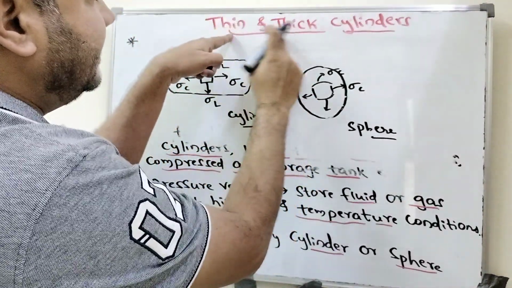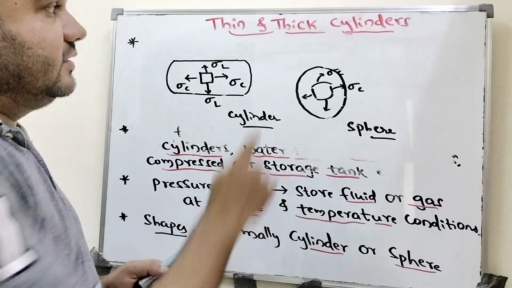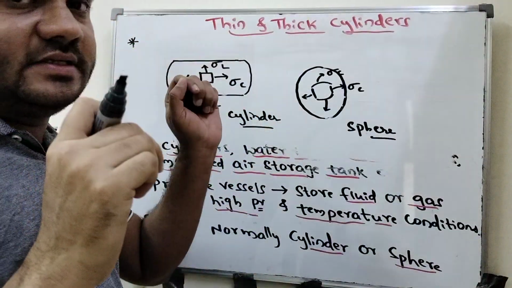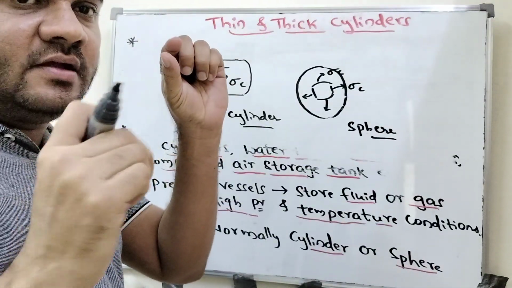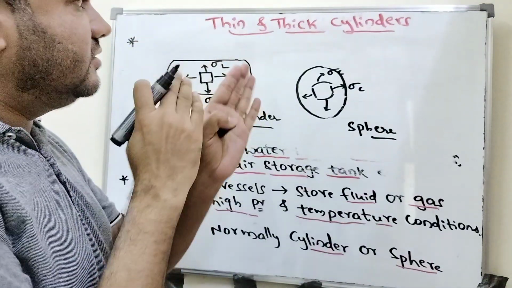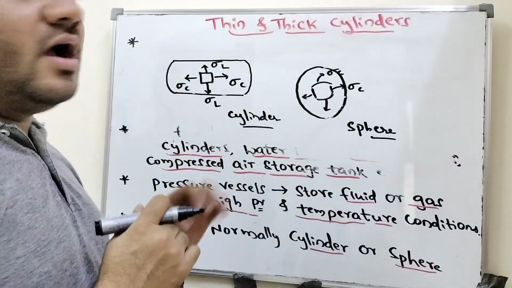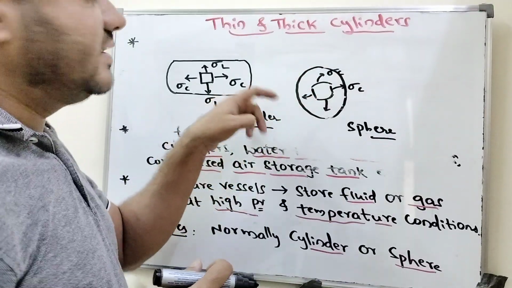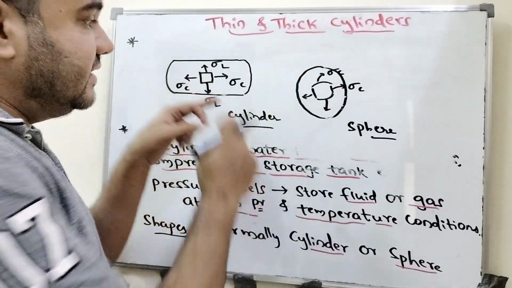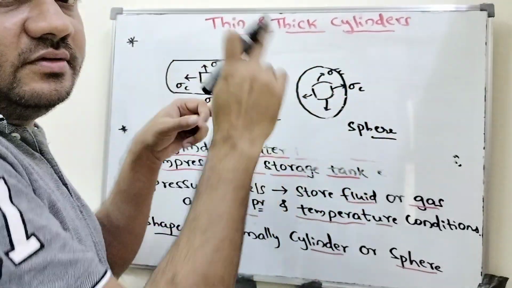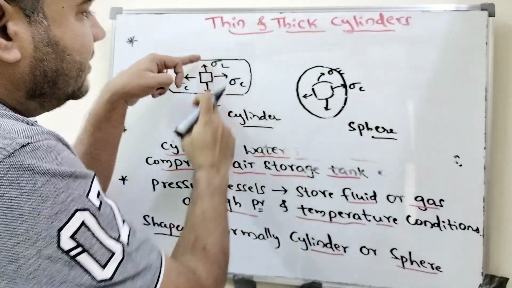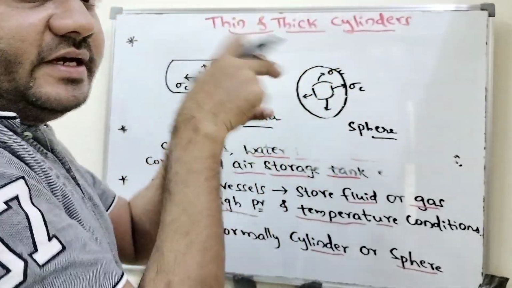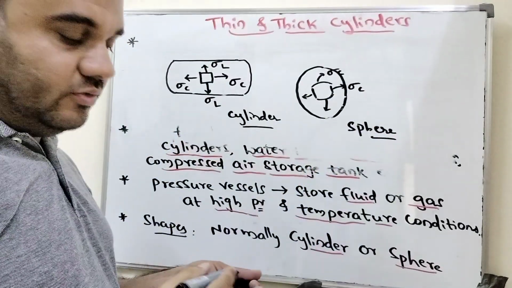Now we will come to thin cylinders and thick cylinders. Thin and thick cylinders are mainly classified according to the thickness, how much thickness there is. Also, they are classified based on the stresses developed inside, the stresses induced and how the stress is distributed along the length and along the circumference. But for a sphere, only one type of stress will be developed.